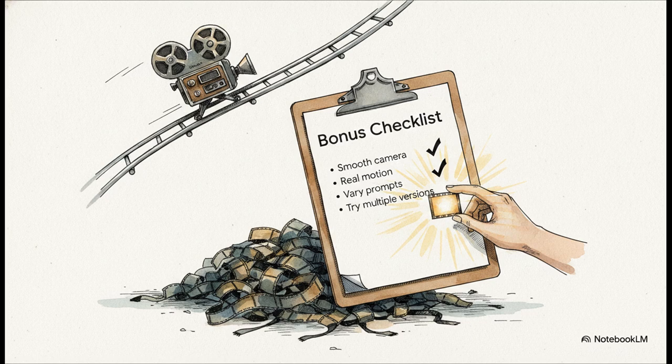So the crucial point here is captured in a quick bonus checklist. To make sure you're fully equipped for success, definitely keep your camera movements smooth. Try to avoid asking the AI for frantic or unrealistic motion, because that completely breaks the illusion. Always experiment with different prompts to figure out what works best. And lastly, never settle for your first output. Generate a bunch of versions and cherry-pick the absolute best one.